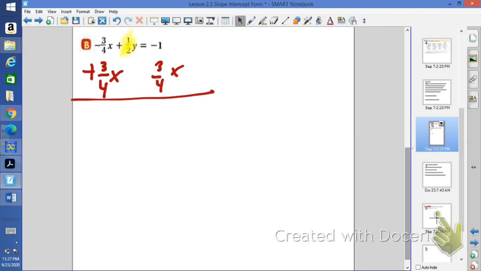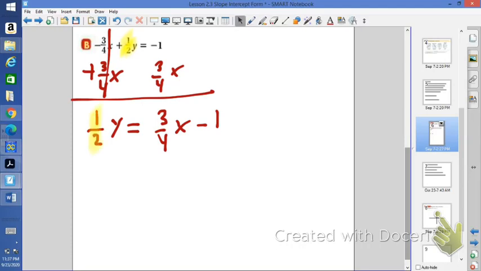All right, so this is going to cancel. Negative 3/4 x plus 3/4 x, that's going to be 0. So I'm left with 1/2 y equaling 3/4 x minus 1. Notice you cannot combine those. Those aren't like terms. All right, now I have 1/2 y.